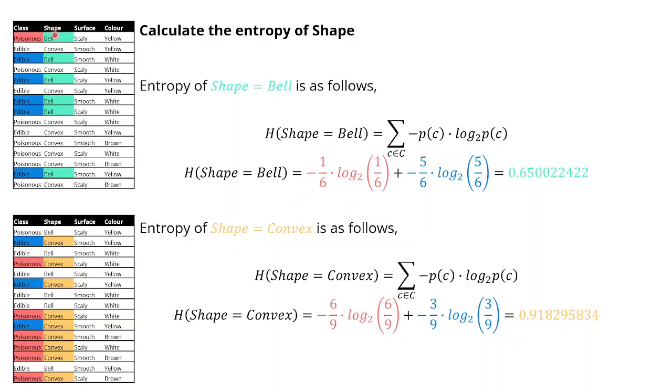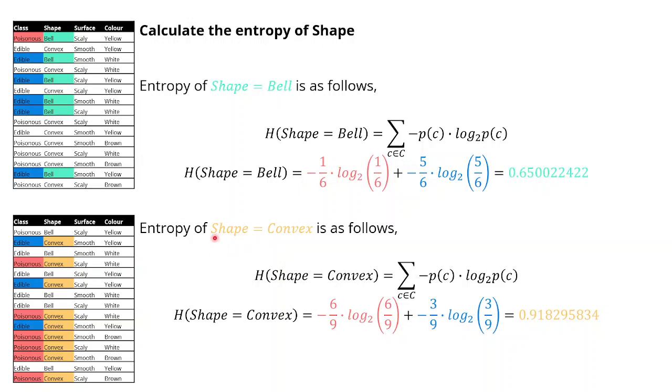On the left side, the Bell rows are highlighted in green. So we have 1, 2, 3, 4, 5, 6. Okay? 6 bells. Out of the 6 bell-shaped mushrooms, how many are poisonous? We have 1, right? So that's why we write 1/6 in the first part. Next, out of the bell shapes, how many are edible? We have 1, 2, 3, 4, 5. So we have 5/6 edible bell-shaped mushrooms. So that's why we write 5/6 here. The result is 0.65.